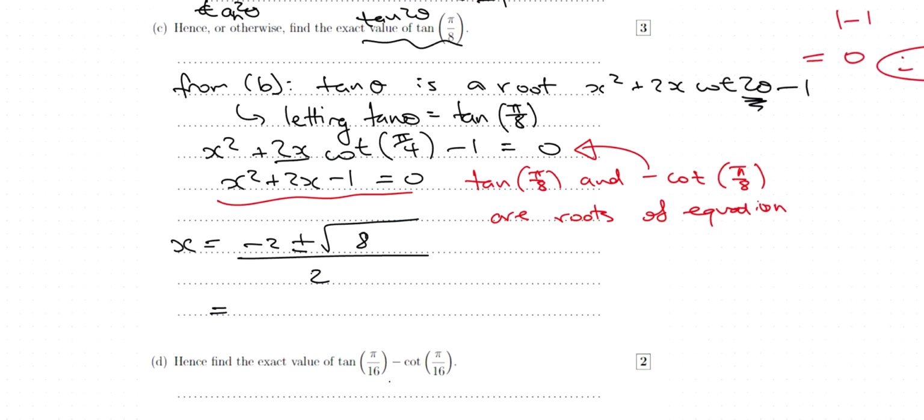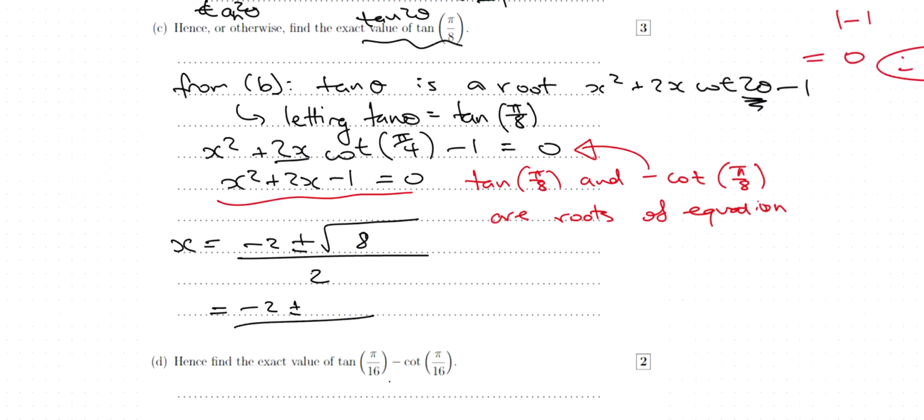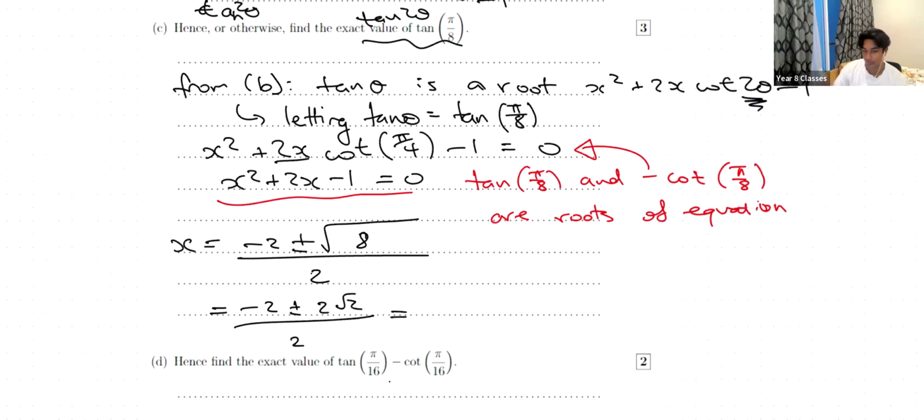And can we simplify this at all? Because it's 2 root 2 over 2, yep, very good, which gives us negative 1 plus or minus root 2. Okay, now we have two solutions here. So which one is tan pi on 8 and which one is minus cot pi on 8?